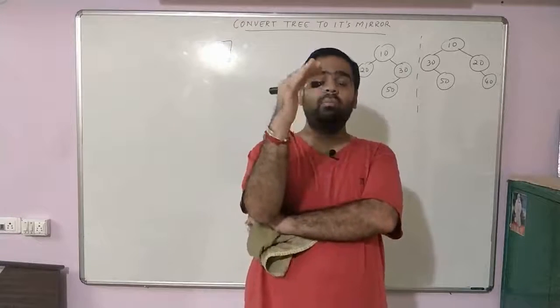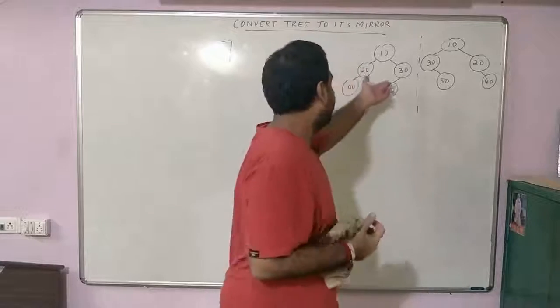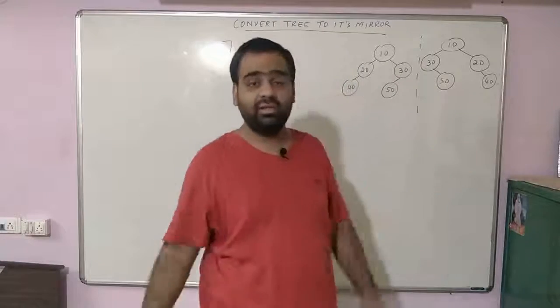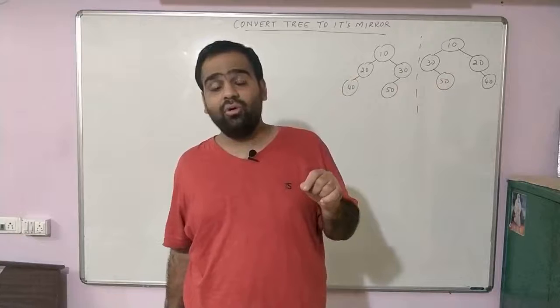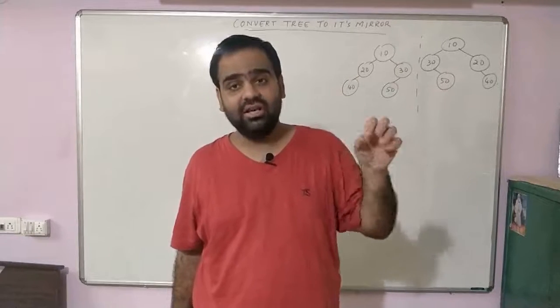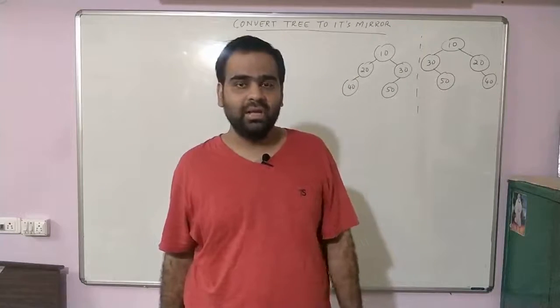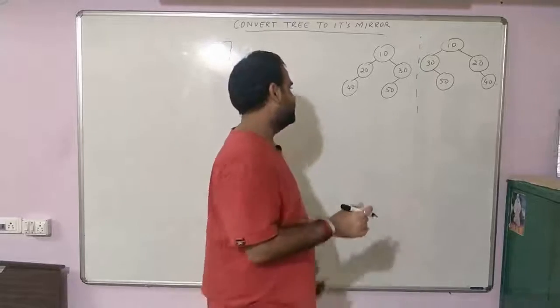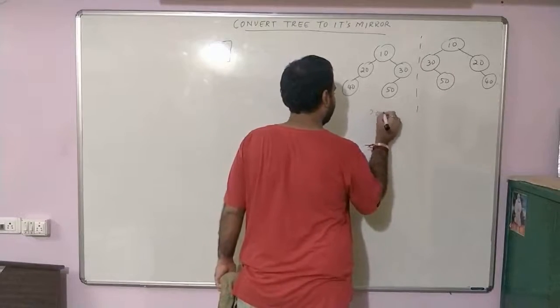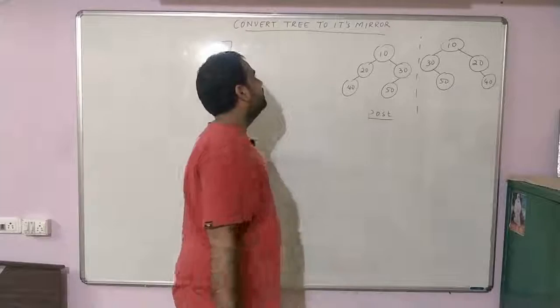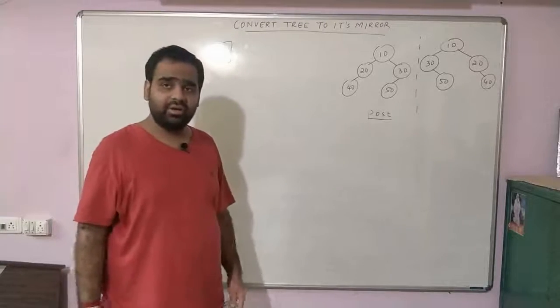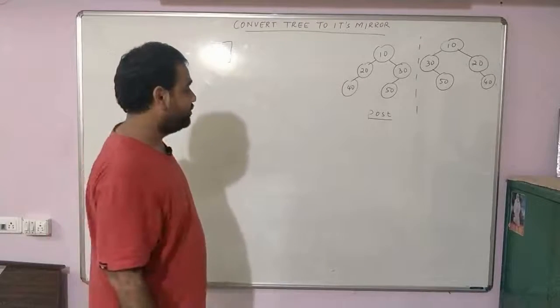And we need to do it in the bottom up way. You just cannot swap 20 and 30 and say that it is being swapped. No. Therefore, this has to be done first the left child, then the right child, and then the root. And what is left child, right child, and then the root? It is post order. Therefore, this conversion of tree to its mirror is done in a post order fashion.